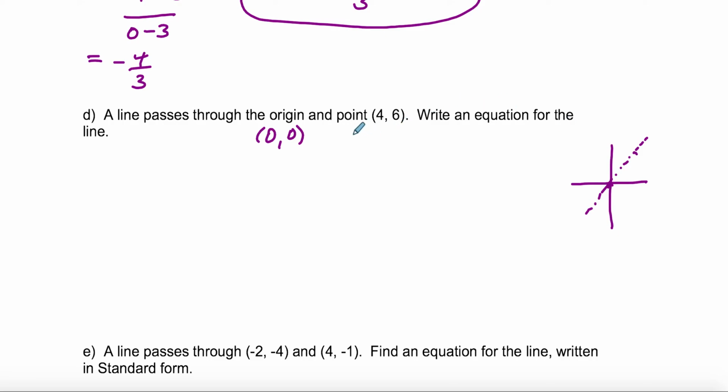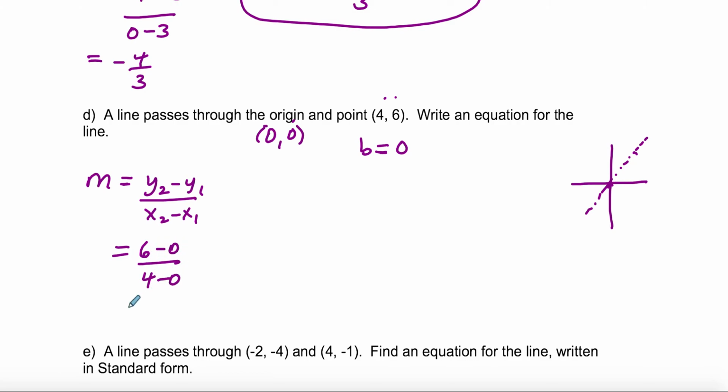So the y-intercept, the b, is going to be 0. We already know that if the line goes through 0, 0, that must be the y-intercept. So again, we just have to find the slope. We do have 2 points, so we have 4, 6, and we have 0, 0. So 6 minus 0 over 4 minus 0, that gives us 6 over 4, or 3 over 2.